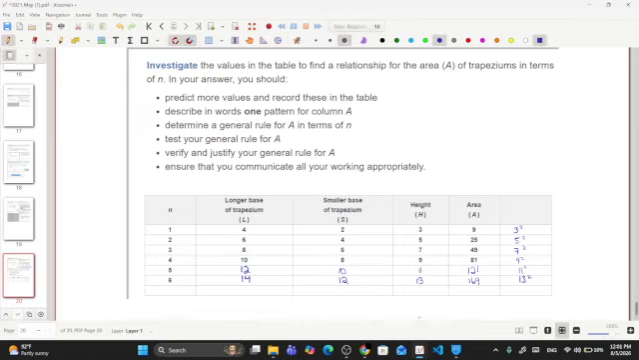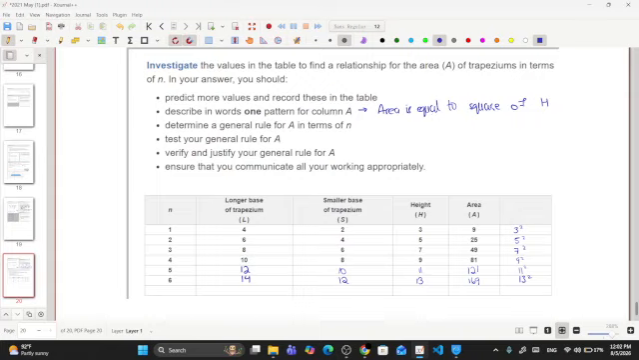So, what do we have next? Describe in words a pattern for column A. So, one pattern needs to be described. So, we can say that the area of A is basically equal to the square of the height. Area is equal to square of H. That's going to be as simple as it can be.